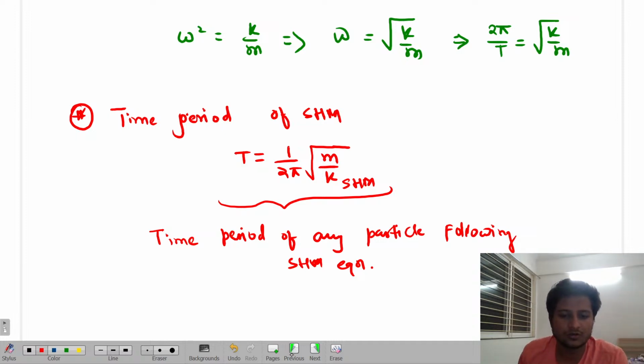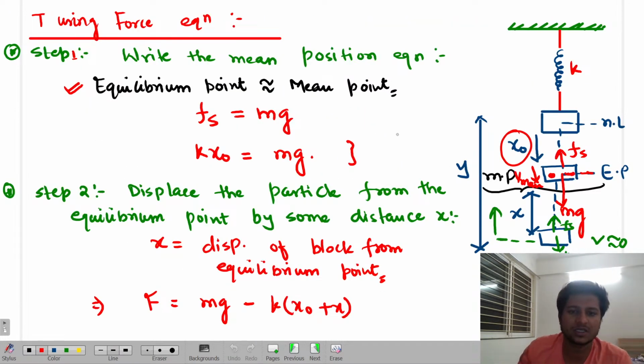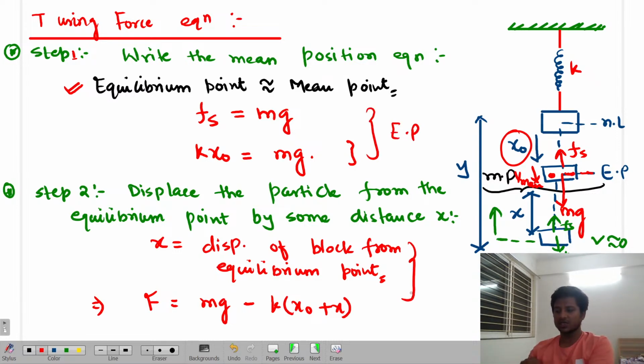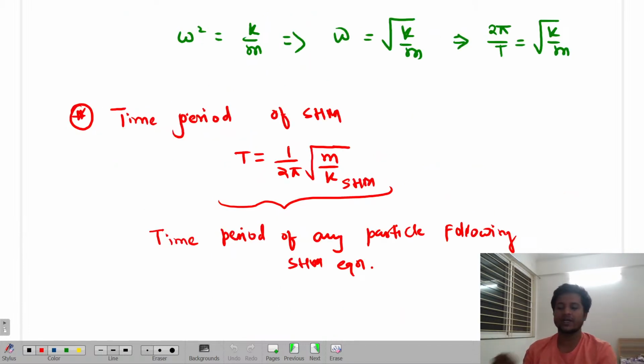So what we got to know, let us try to understand how to find this. First step is write the equation for the equilibrium point. Then slightly displace the particle by a small amount. Then write the force equation for that. Replace one of the terms with the equilibrium point equation. You will get the net force equation. In that net force equation, the k will represent the omega value, and that omega can provide us the time period. Is that clear or not?